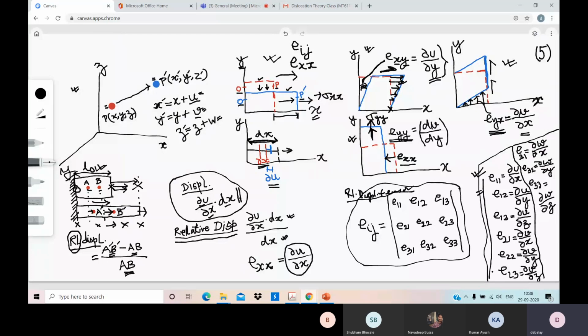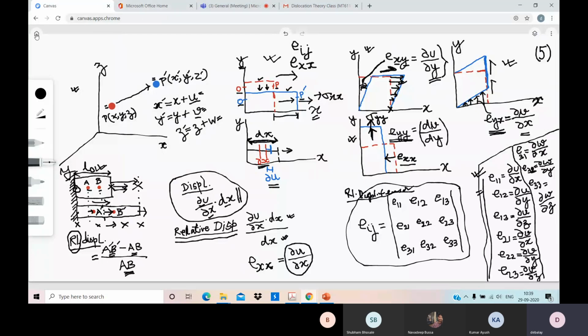E21: whenever you see 2, it means V is the displacement along Y, so del V and then 1 means proportional to X. So del V del X. E23 means del V del Y, and so on and so forth. E31 is del W del X. E32 is del W del Y. E33 is del W del Z. So this is my relative displacement tensor.